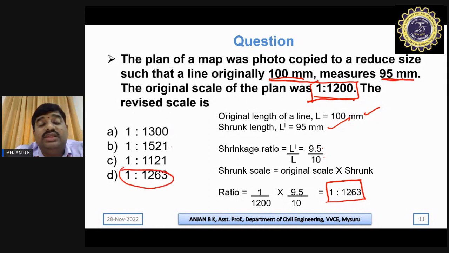So the tip is, some of the times you can easily see that the scale ratio has increased from 1200 to 1263. So that is one hint. Sometimes you can observe in these options that some will be lesser than the original scale, that is 1200. So then also you can directly select the answer. So you have to observe these values.